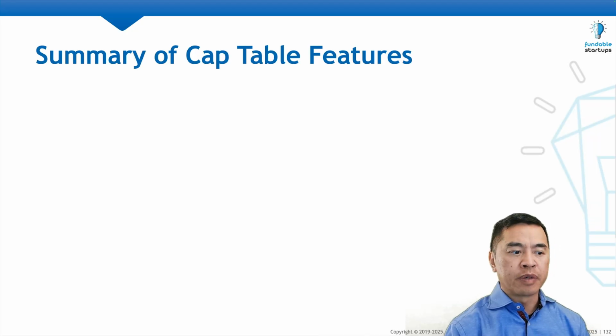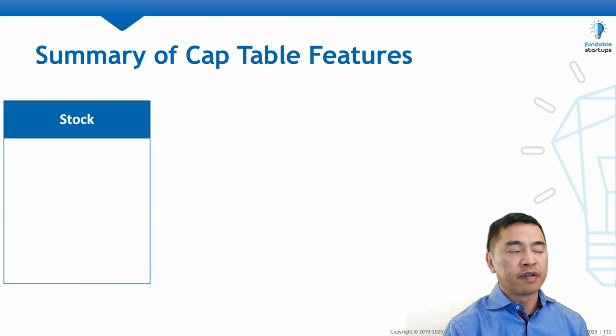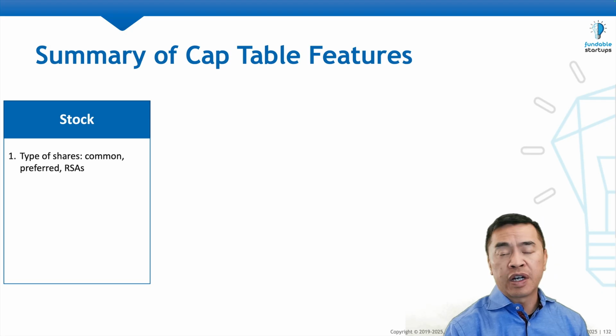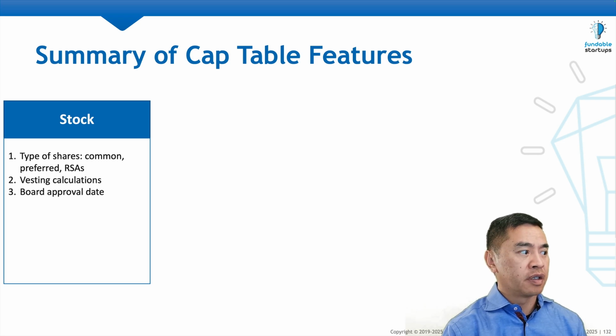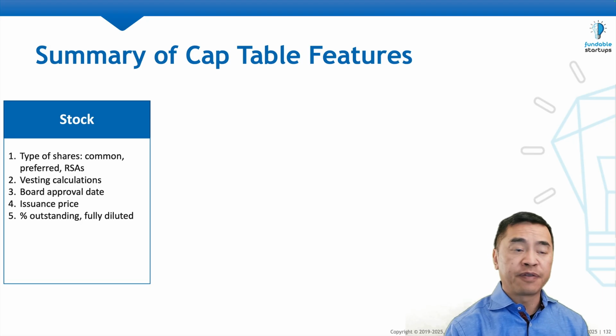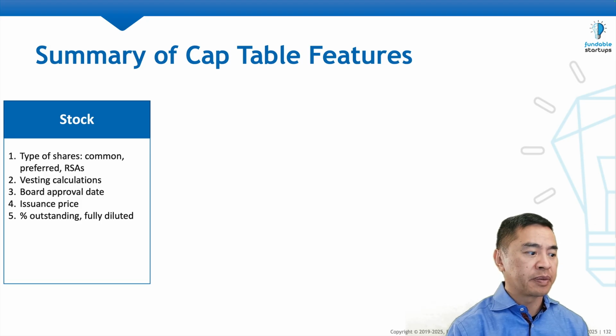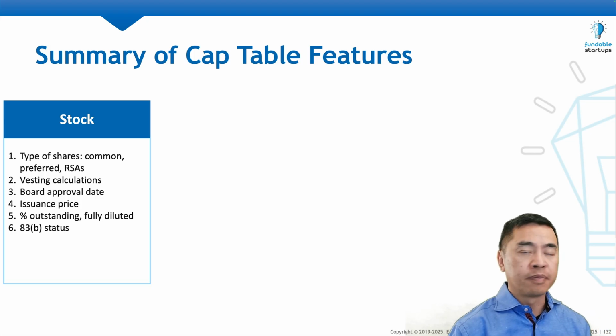Okay, we want to spend a moment here just talking about a quick summary of the features of this cap table. First, in terms of features related to the stock. Number one, the cap table will capture common, preferred, and restricted stock awards (RSAs). It will also do vesting calculations on the shares that have vesting attached to it. It captures the board approval date, the issuance price, the percentage outstanding and fully diluted, which are fairly important numbers to be able to understand. And it also captures 83(b) status. So this is all related to issuances that are stock.